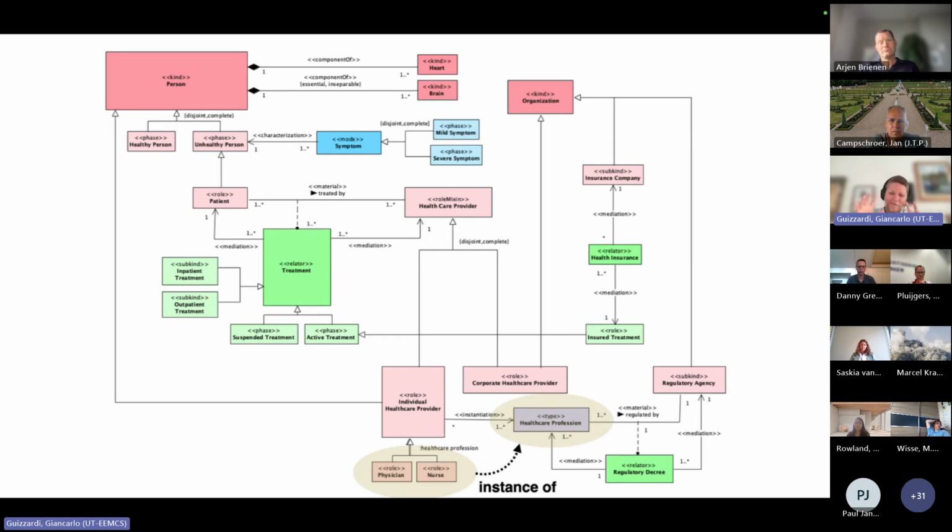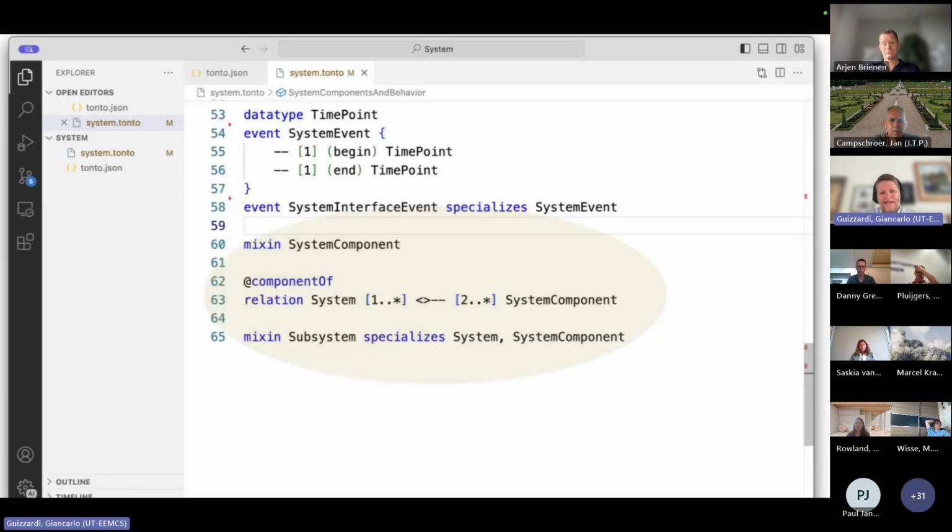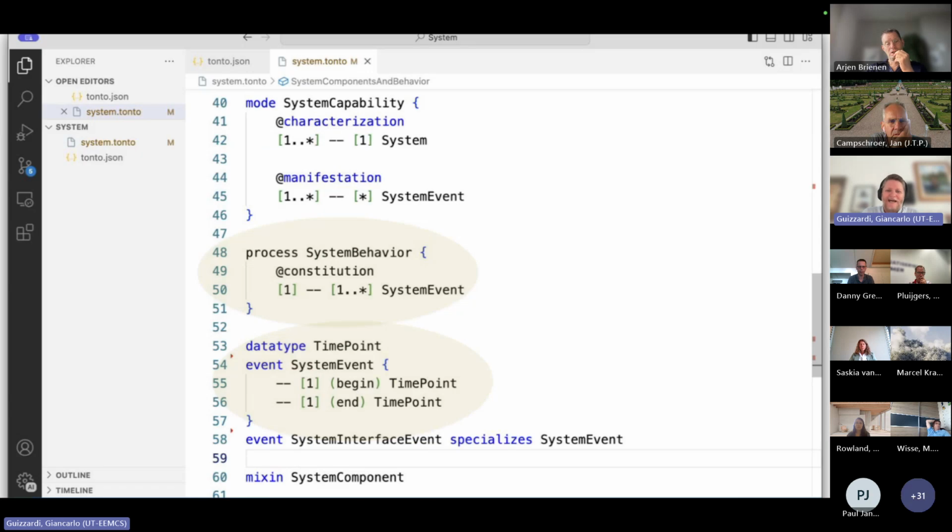So for people who would like to build models by looking at the syntax, for example, in this case, we have here that a system is composed of a number of system components, and a subsystem specialized both system and system components. And here we have that a system behavior is a type of process constituted by a number of system events, and system events have time points and so on. So basically we have a complete equivalent syntax textually, and then you can use this dual mode of building and changing the models.